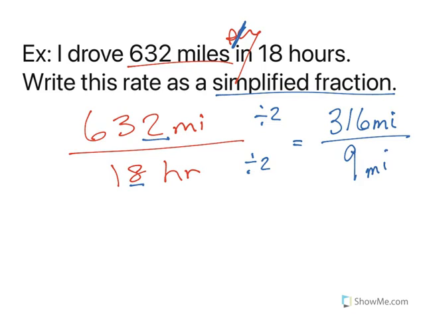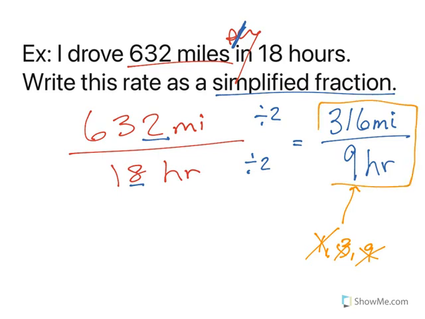Now, 9 here, oh, that was a boo-boo here. That's hours. 9 is only divisible by 1, 3, and 9. Everything is divisible by 1, so that doesn't count. When I look at 316, it is not divisible by 3, and it's not divisible by 9. And if you don't know that, then try it, right? Use your calculator, whatever you have. So since the factors of 9 do not go evenly into 316, my simplified fraction is 316 miles over 9 hours.